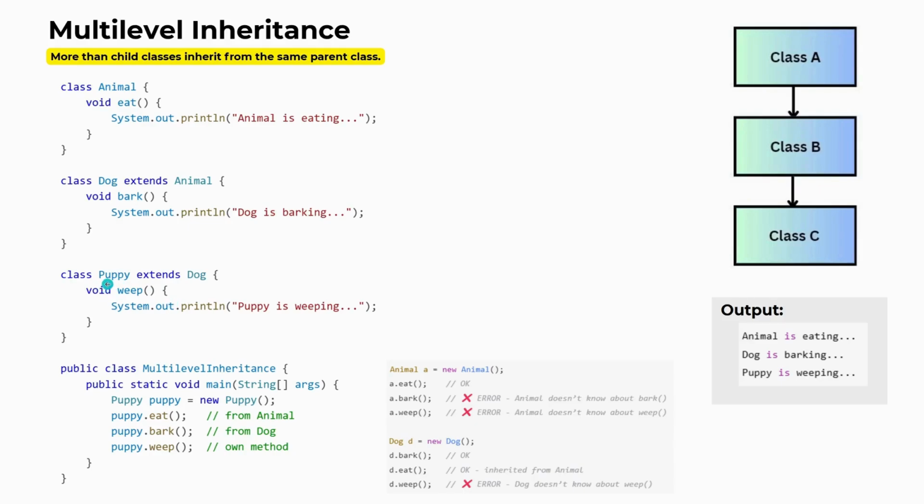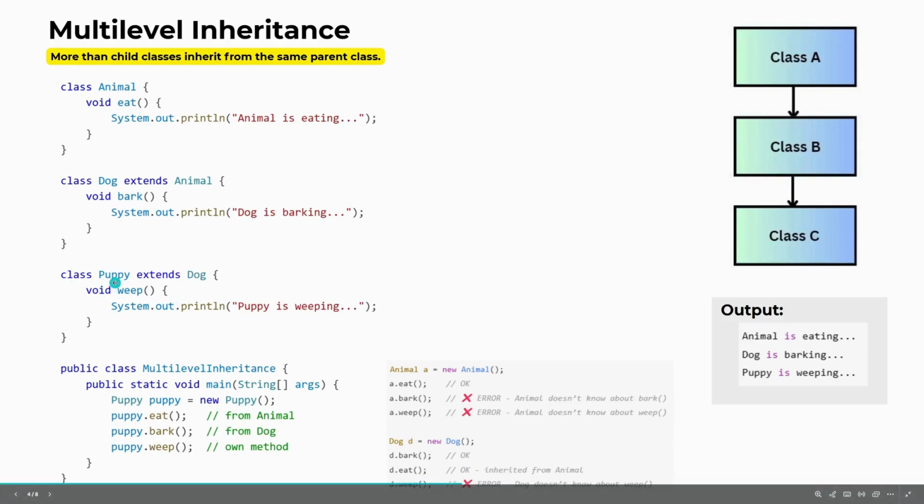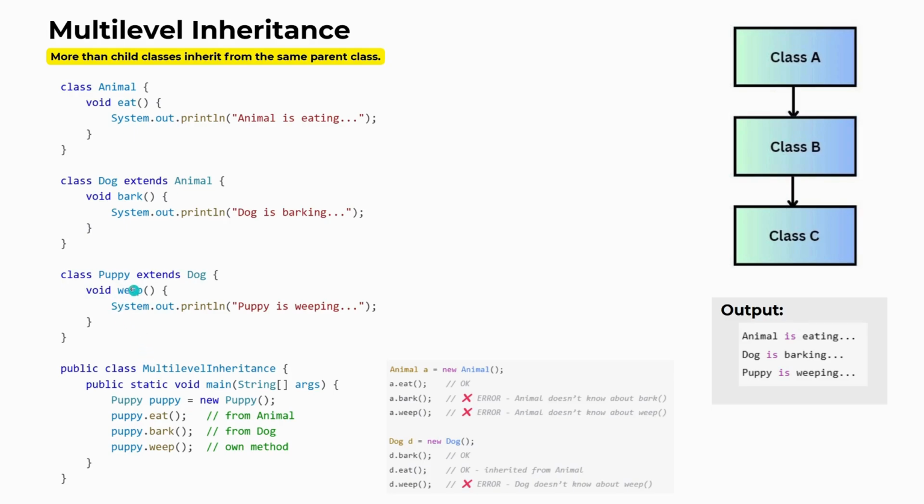Now if I create an object for puppy, then I can call the weep method because that is defined under puppy, and puppy is extending class dog, so I can use the bark method also. But this dog class is extending animal, so I can use the eat method also by just making the object of this puppy. So this puppy can use this class property and this class property.